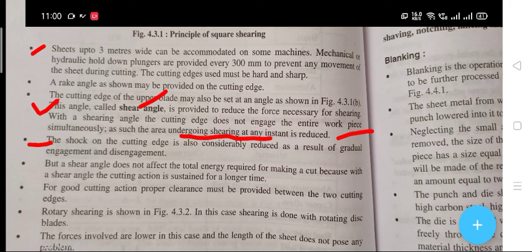The shock on the cutting edge is also considerably reduced as a result of gradual engagement and disengagement, but a shear angle does not affect the total energy required for making a cut, because with the shear angle the cutting action is sustained for a longer time. And also, for a good cutting action, proper clearance must be provided between the two cutting edges. Then we see the rotary diagram.